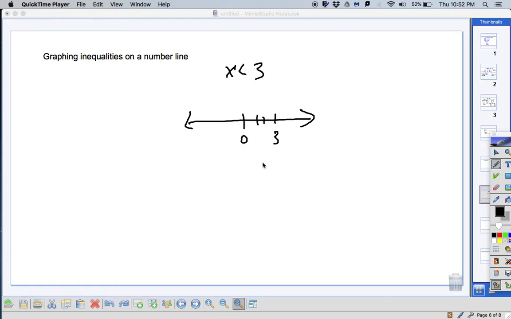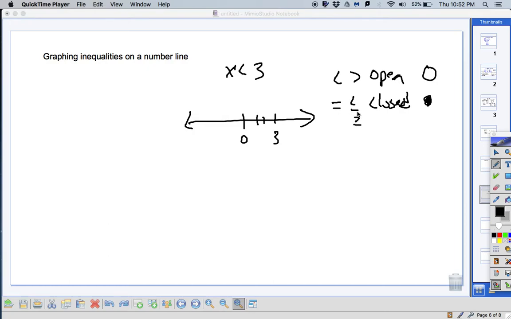There's 3. Now, the first thing is, you're going to look at the number that's over here, and you've got to decide: is it going to be an open circle or a closed circle? Open circle means that you just have a regular old circle. Closed circle is like a point; you're going to fill it in. It is open when it is less than or greater than, with no equals. It is closed when you have it equal to. So it could be an equals, a less than or equal to, or a greater than or equal to.